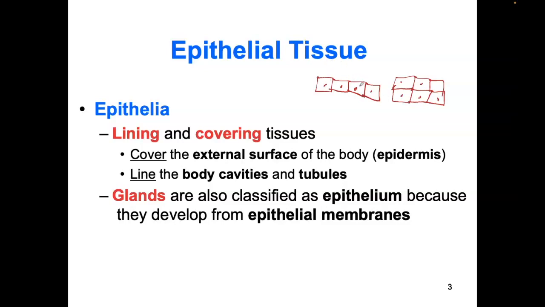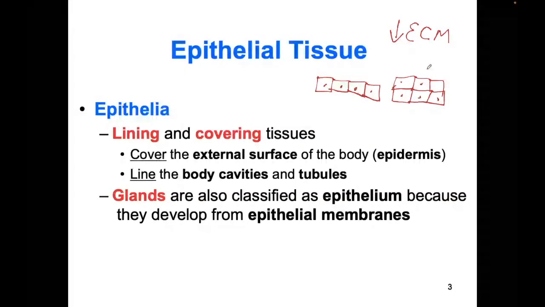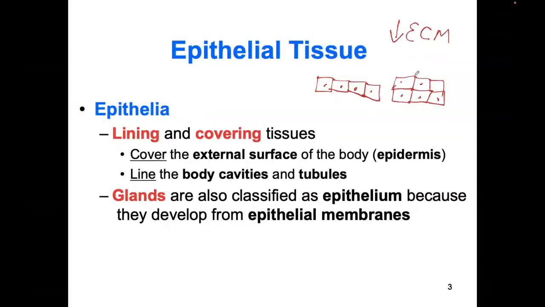It's a bunch of cells packed closely together with very, very little extracellular matrix, ECM, extracellular matrix. The term extra means outside of the cell. When you hear the word intra, it usually means inside the cell. So little extracellular matrix.